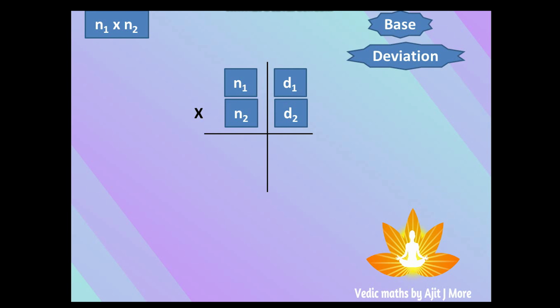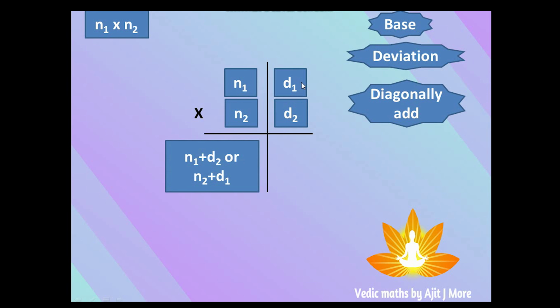Okay, so your answer is going to be of two parts. The first part of your answer is crosswise addition. If you add n1 with d2 or n2 with d1, you'll get the same answer. So the first part is to add diagonally, or crosswise. Is it clear to you? Okay, so that is the first part. And the second part is vertical multiplication. That is, multiply d1 with d2.